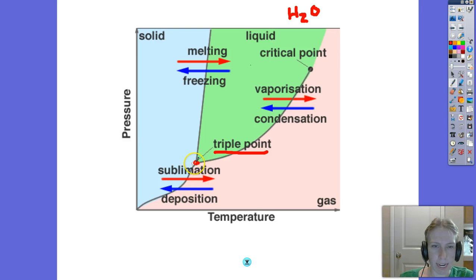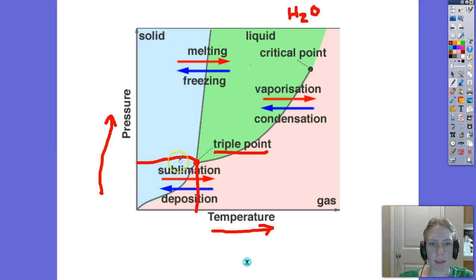Right at this pressure and temperature, so here is temperature increasing, pressure increasing, right at this pressure and temperature is where we'll have solid, liquid, and gas all at the same time. Now, what these phase diagrams tell you is, at what pressure and what temperature a substance is at, it'll tell you the phase that it's going to be in.